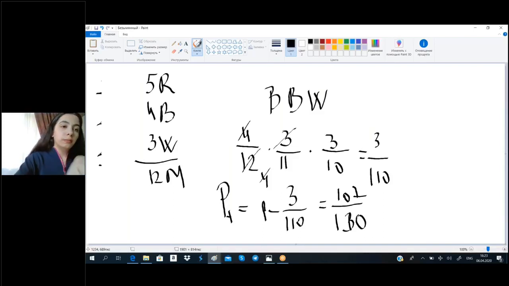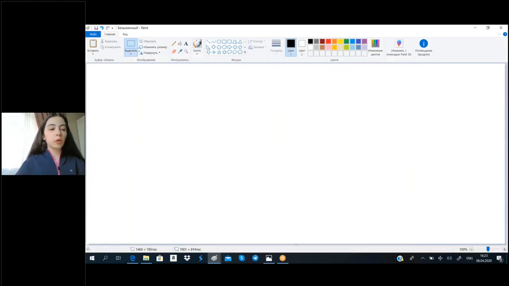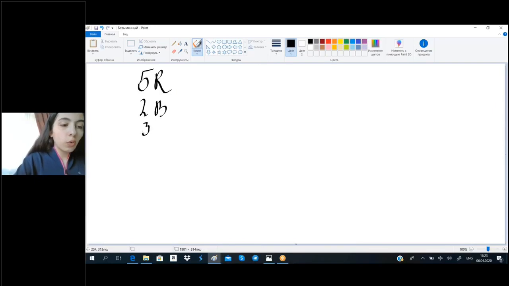Now, on the 5th key of probability, I said that if we have two independent events, we will use the word or, and we will add probabilities. Suppose that we have 5 red, 2 black, and 3 white marbles. Let's find the probability that the first drawn marble is red or black.